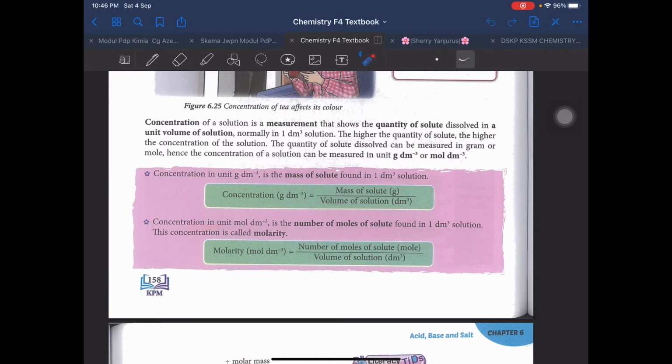Concentration in unit mole per cubic decimeter is the number of mole of solute found in 1 cubic decimeter of solution. And this concentration, kalau nampak mole per cubic decimeter, this is called molarity. How to use the formula? Number of mole of solute letak di atas, volume of solution letak di bawah. So as you can see here, the volume of solution memang berada di bawah.